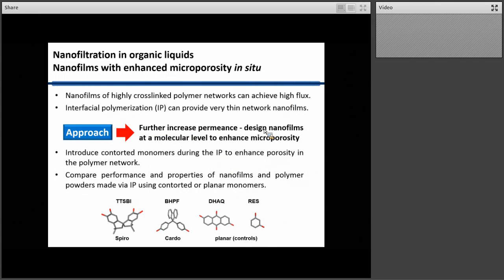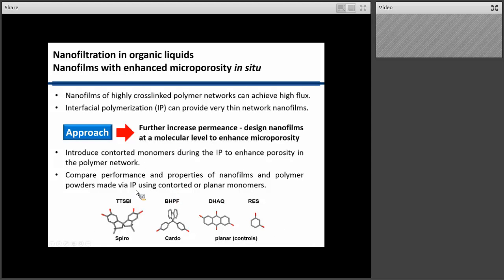We didn't stop there. We got very interested in this idea of very thin nanofilm membranes, and we wondered whether, by changing the monomers we use for this interfacial polymerization reaction, we could change the pore structure inside the thin films. So we realized that these nanofilms of highly cross-linked polymer networks can achieve high fluxes through interfacial polymerization, but we started asking ourselves, could we design the monomers that we use for this reaction to influence the pore structure in the membrane?